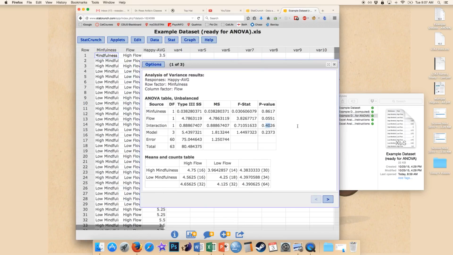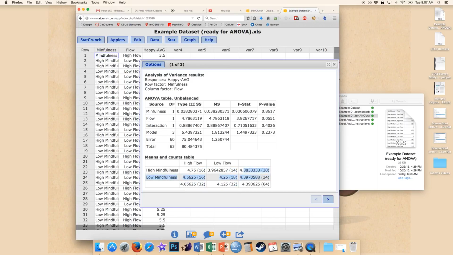And then when you want to figure out your means and standard deviations, that's all right here. So basically our means, well, it doesn't show standard deviations, but our means for each group. People who are high mindfulness, high flow, scored the highest in happiness. People who are high mindfulness, low flow, scored the lowest in happiness. And then in parentheses are how many participants we have in each of these cells.